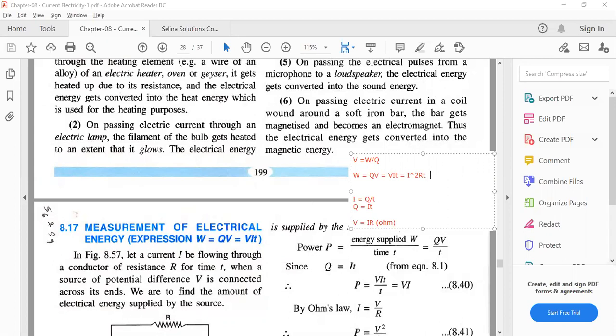Now, in place of I, can I write, what is I? V upon R. In place of I, can I write V upon R? So it will be V square RT upon R square. So one R cancels, and the answer will be V square T upon R.